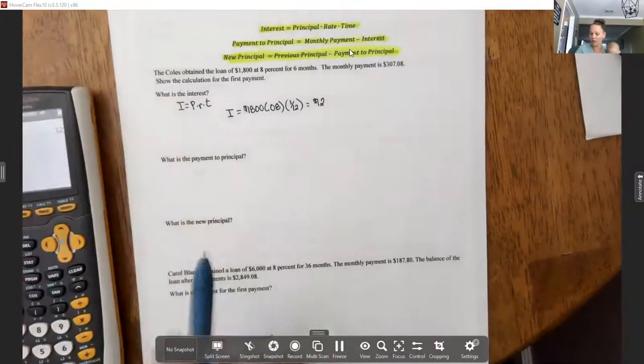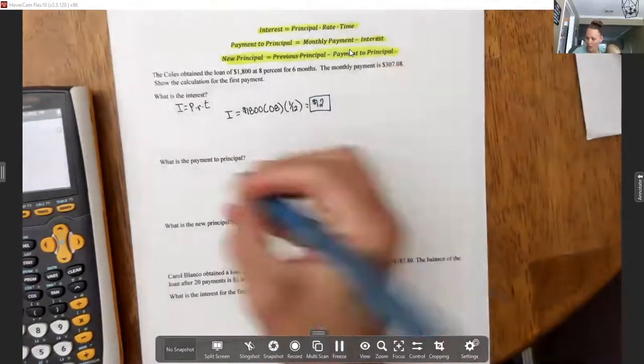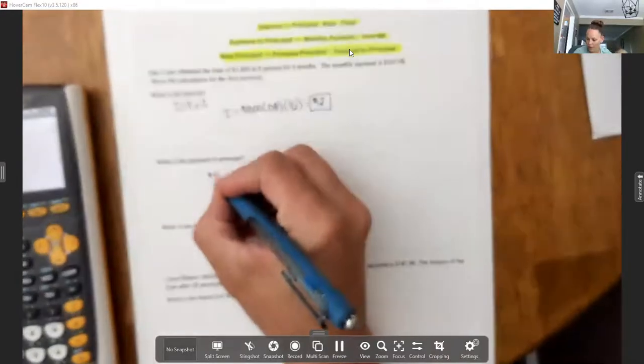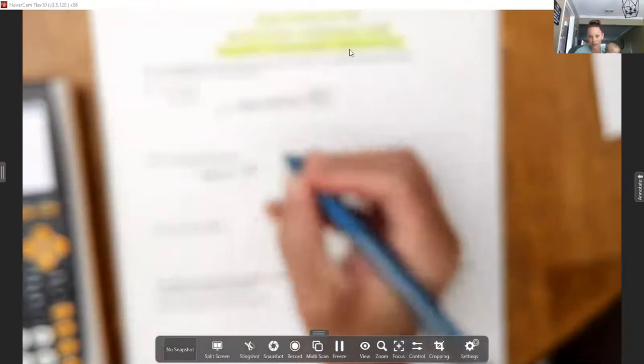So then if we want to do the payment to principal, we take the monthly payment of $307.08 and we subtract how much was paid in interest.